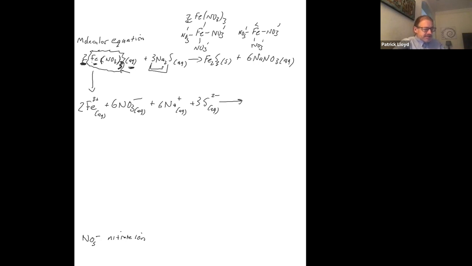Now, on the product side, this is the solid. That's the precipitate. That's the product of the reaction that we're interested in. So that one, we're just going to write it just the way it is. No need to change it. And then the last one, you've got 6 Na's, but they're plus because it's first column, and then 6 NO3s.